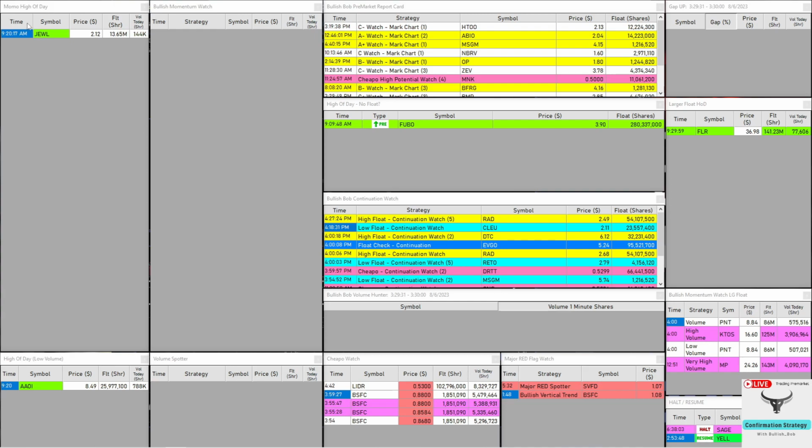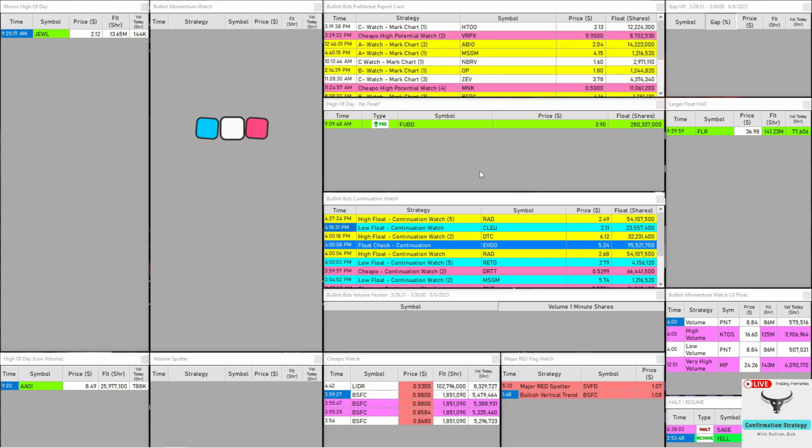Of course, we've got the momentum high of day, which is going to let us know stocks that are reaching highs with momentum. Of course, we want to see volume paired with that. So the high of day momentum scanner is going to be just that. You're going to see it in green. And really, if you see any of these scanners in that green, you'll know that those are stocks making new highs.